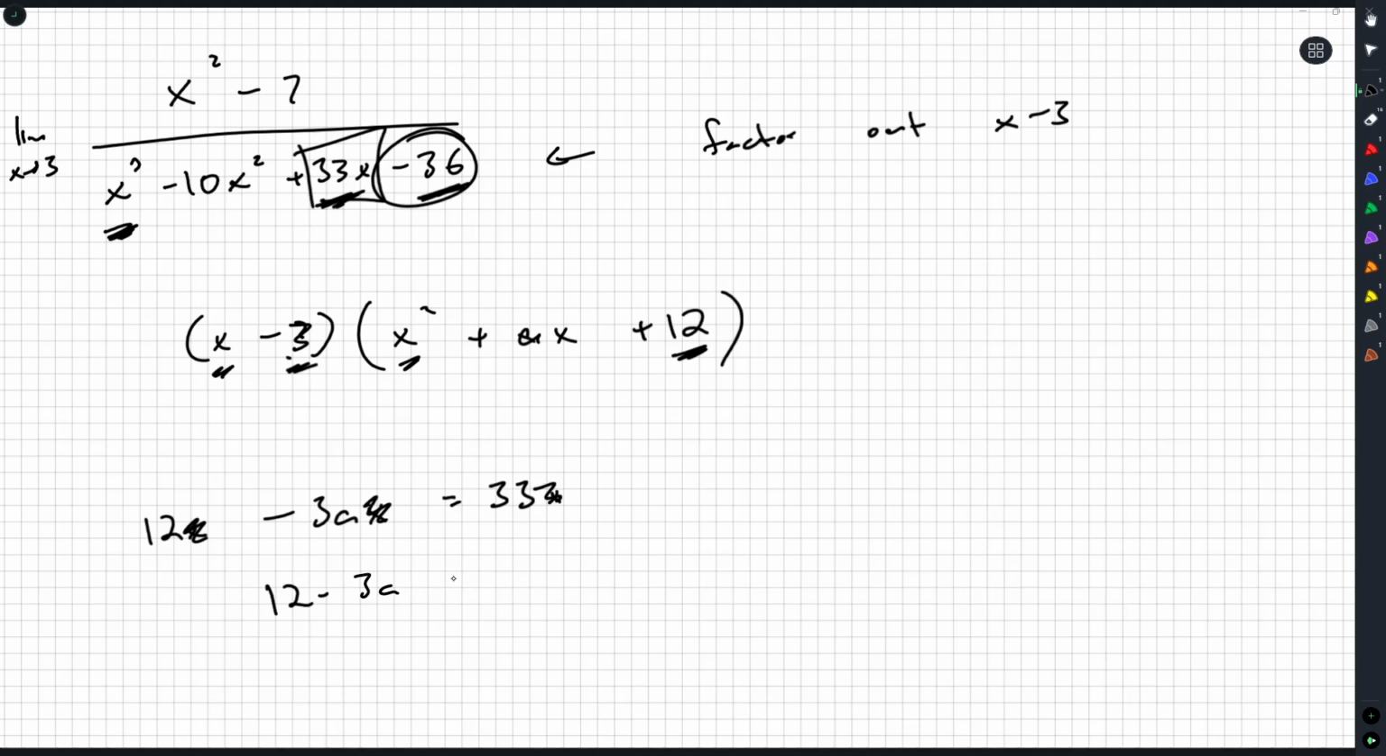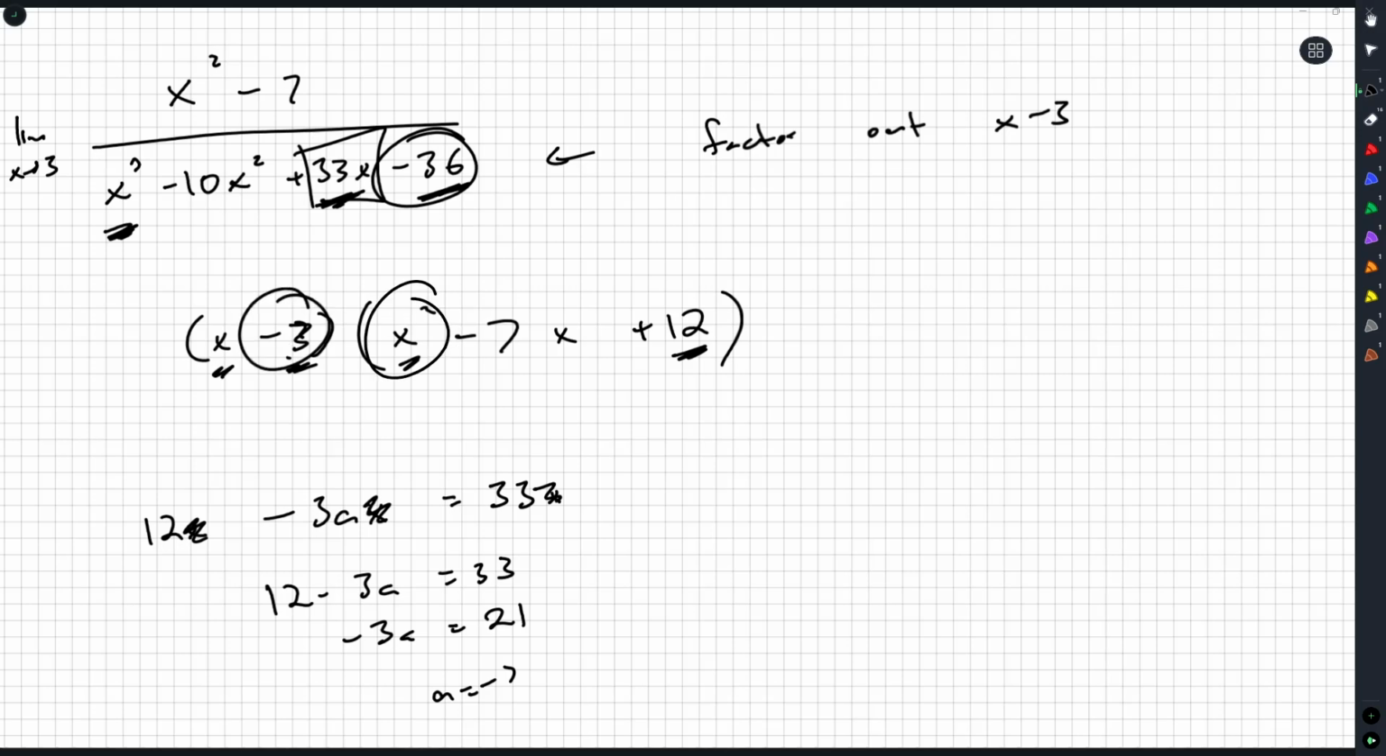12 minus 3a has to be 33. So minus 3a has to be 33 minus 12, so that's 21. So a has to be negative 7. Right? So we can just come over here, grab our little eraser, and say, okay, so this should be minus 7x in the middle. And if we're worried, we can double check.